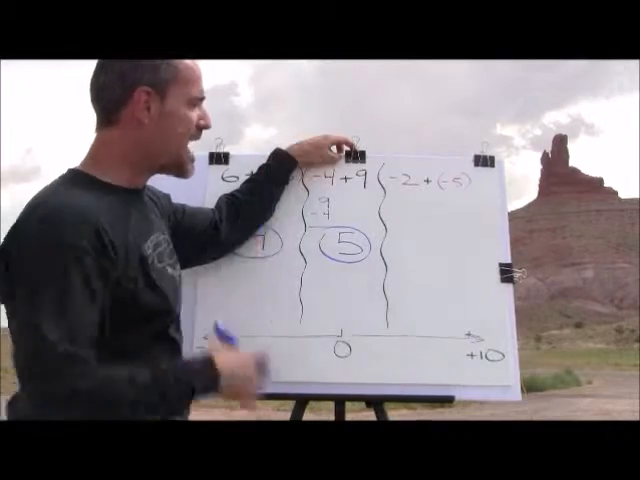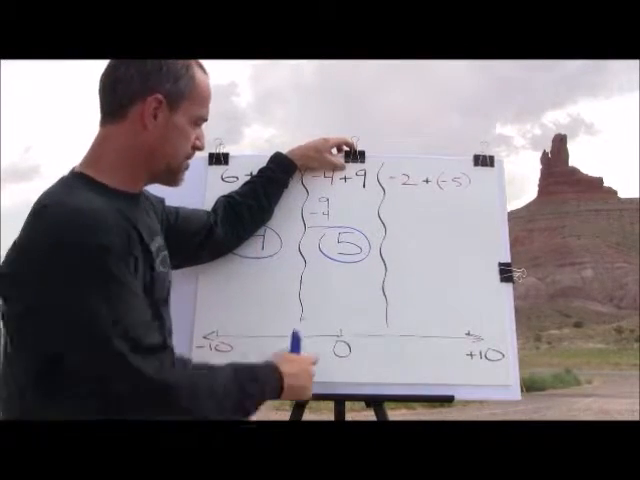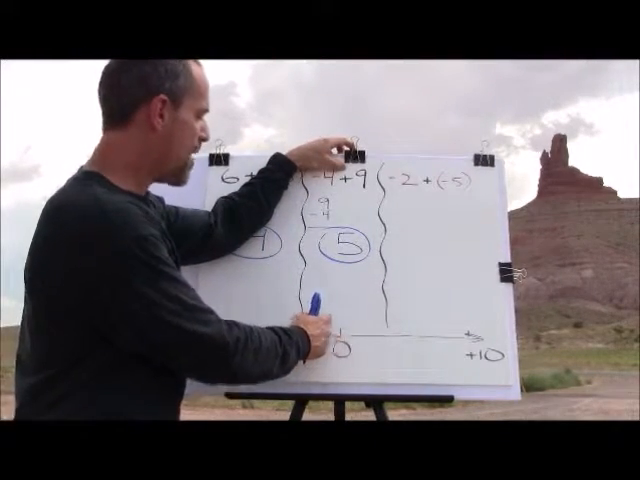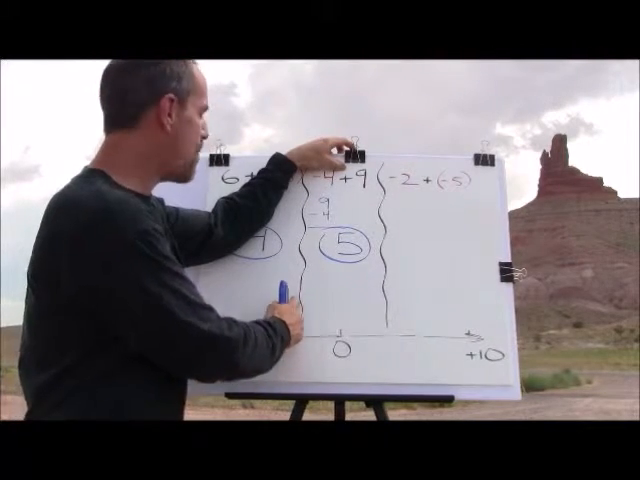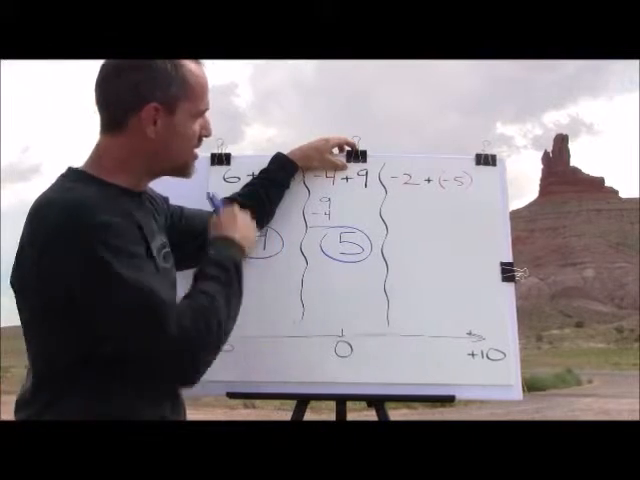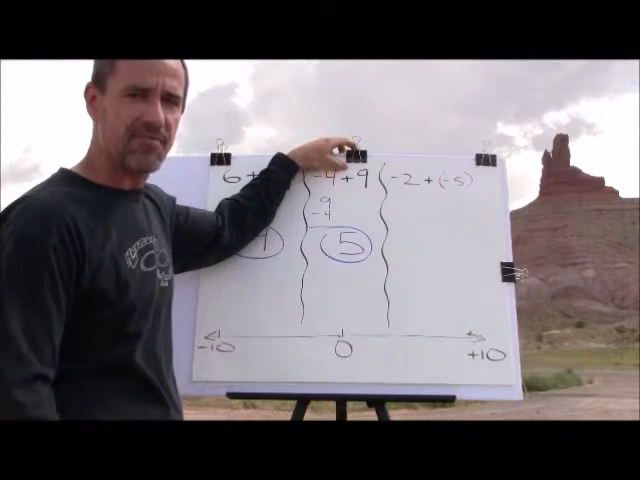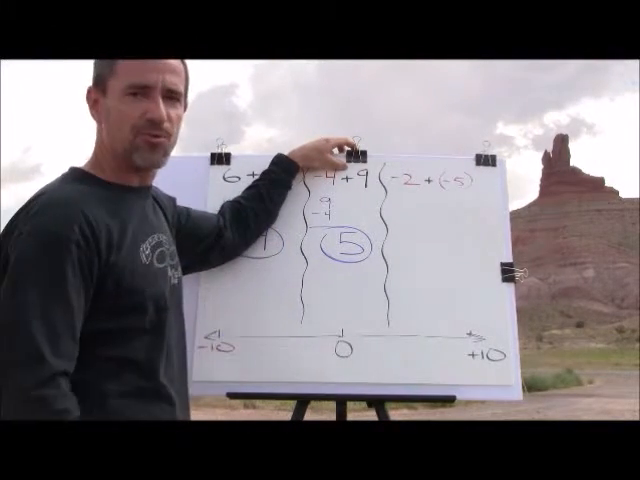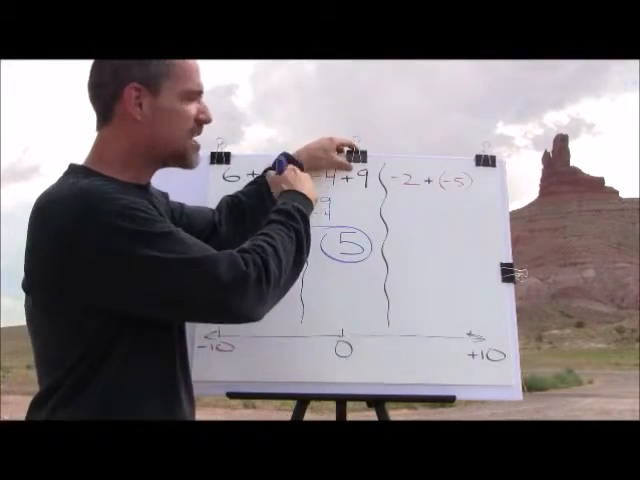Now, the last one, let's look at it number line wise. We start at 0, we go backwards 2, but then we go backwards 5, so we're going to end up at negative 7. So apparently negative 2 plus negative 5 is negative 7. Let's try it using the rules we just talked about. Well, signs same or different?